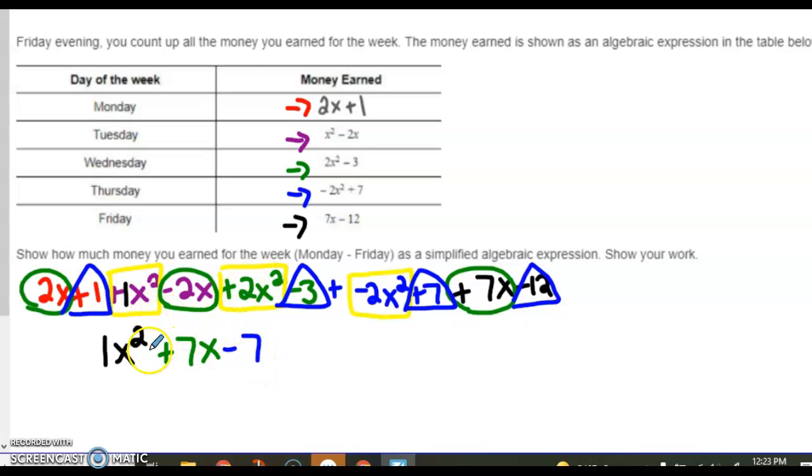So I've simplified it. I can't simplify it any further because I can't combine x squareds with x's or x's with numbers. That's all I can do. So that is my simplified expression.